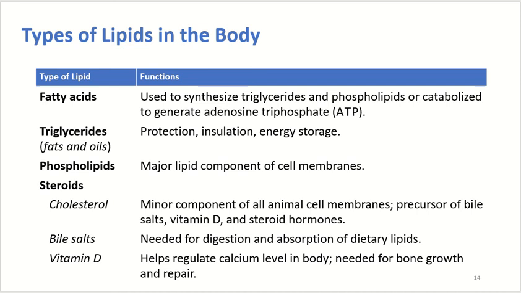We then also have steroids, and these are actually lipid-based. We have a whole bunch of different types of steroids here. The big one that people like to talk about, especially in the medical field, is cholesterol. This is going to be a minor component in all animal cell membranes, and it does provide some rigidity to that cell membrane. This is also a precursor to bile salts, which are really important for digesting food. It's also involved in vitamin D production as well as steroid hormone production. So steroids are important. They're not just for athletes looking to bulk up.